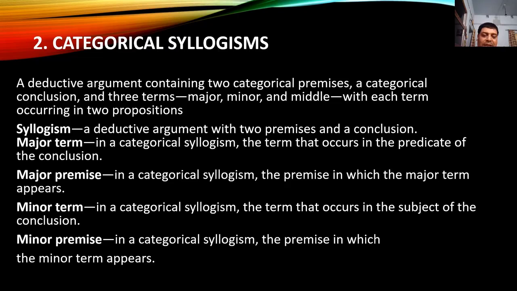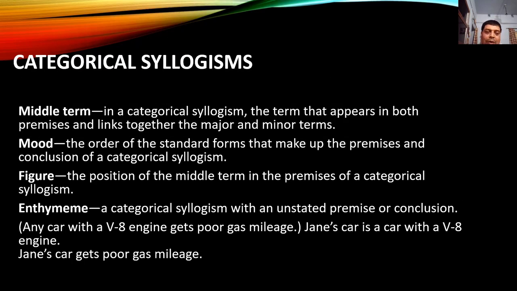A minor premise in a categorical syllogism is the premise in which the minor term appears. The major term appears in the predicate, so the minor term appears in the subject. Another term in a categorical syllogism is the middle term. The middle term is the term that appears in both premises and links together the major and minor terms.